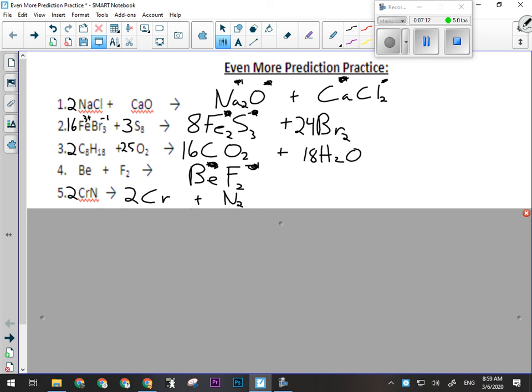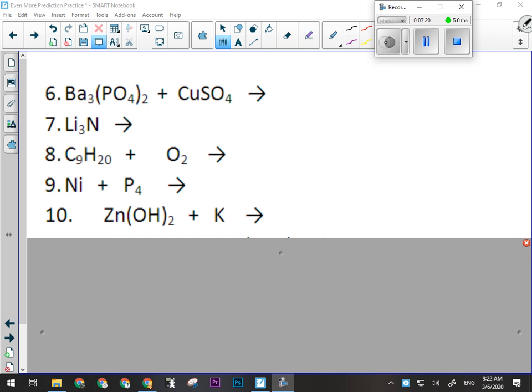All right. I'm going to number you guys off. I want you to go to the board, of the number I give you. So for question number 6, we have a double replacement reaction, because those are both ionic compounds. So all we're going to do is swap the metals. That means that barium is going to end up with sulfate, and copper is going to end up with phosphate.